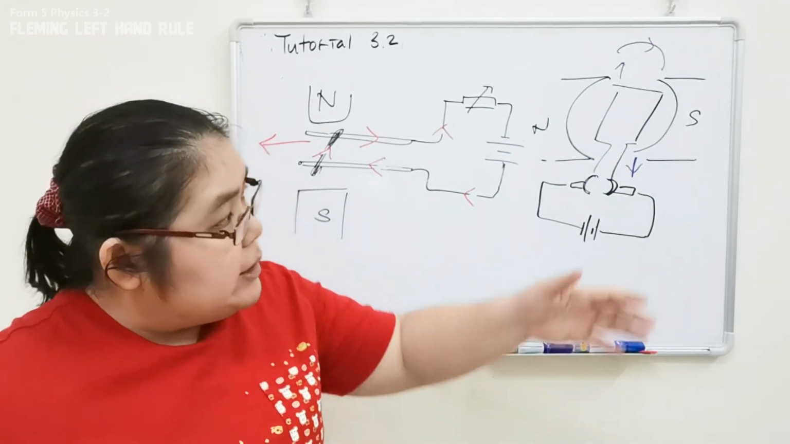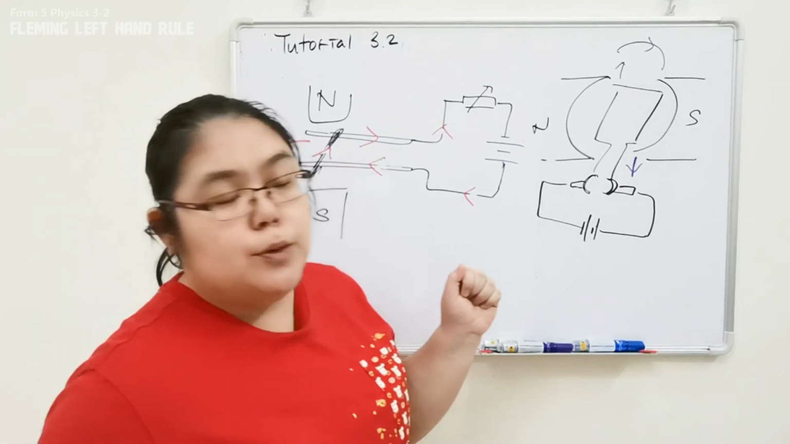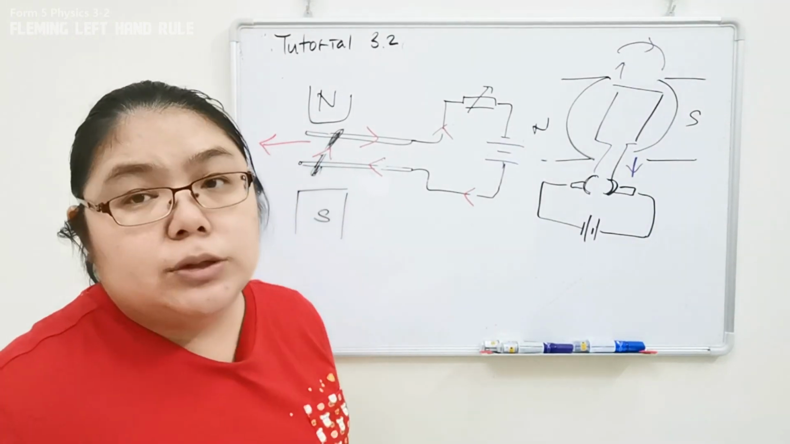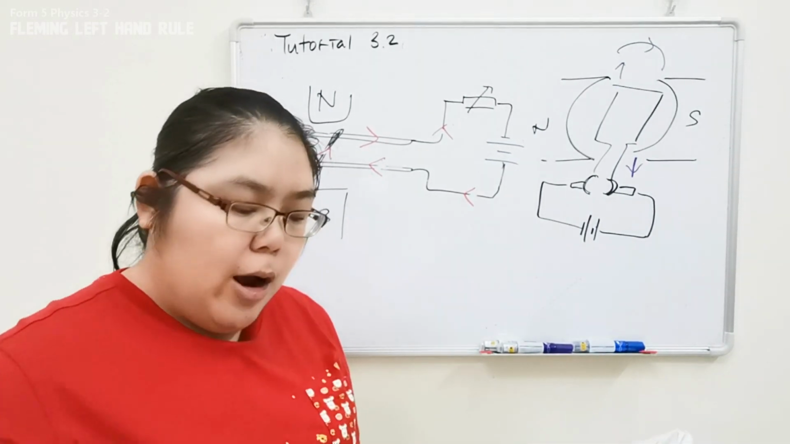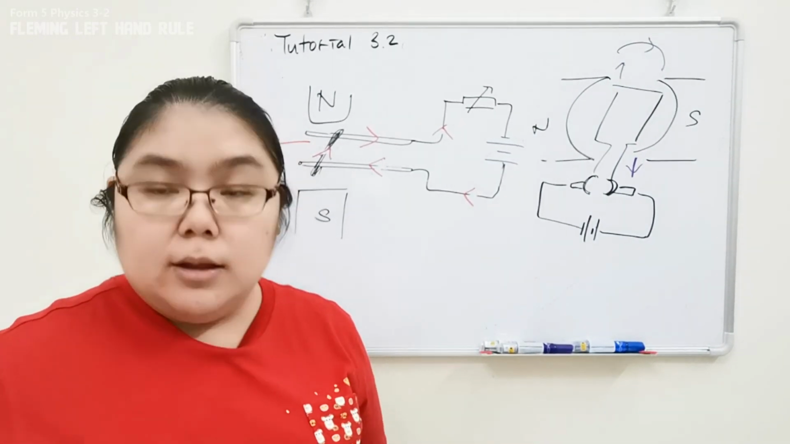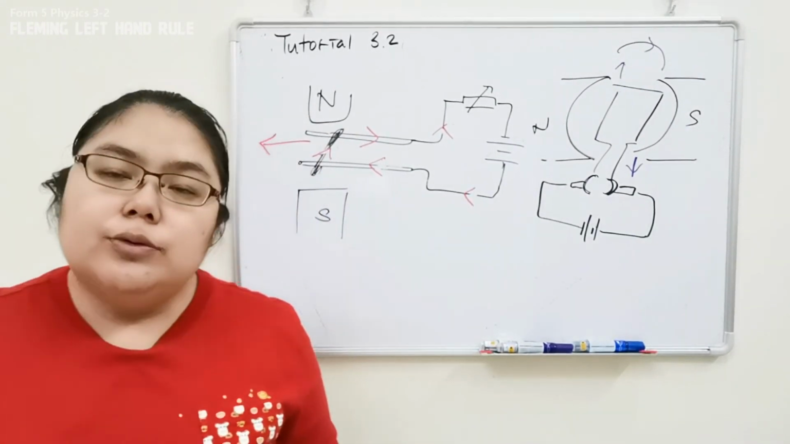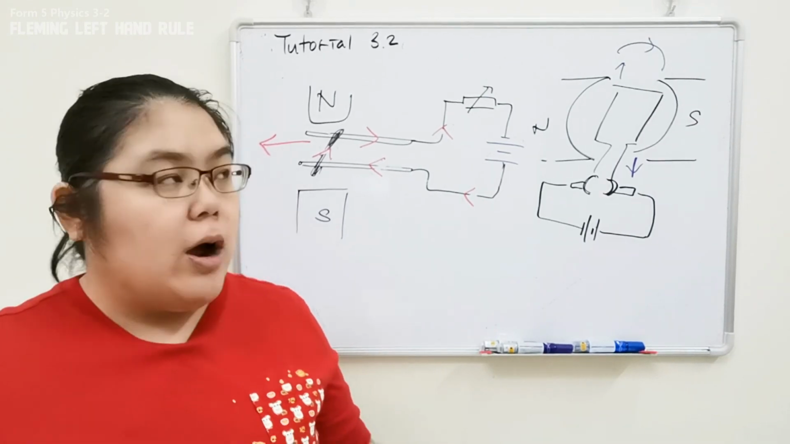Okay, the next one is the motor. DC motor because they're using the battery. Now this one shows you the north and also the south. They just want to explain how the motor is able to rotate, 4 marks. So just 4 marks, that means you don't need to write step by step. You just write overall. Okay, overall, how to explain?